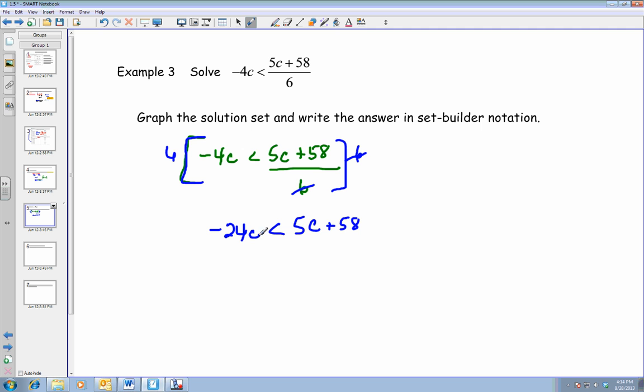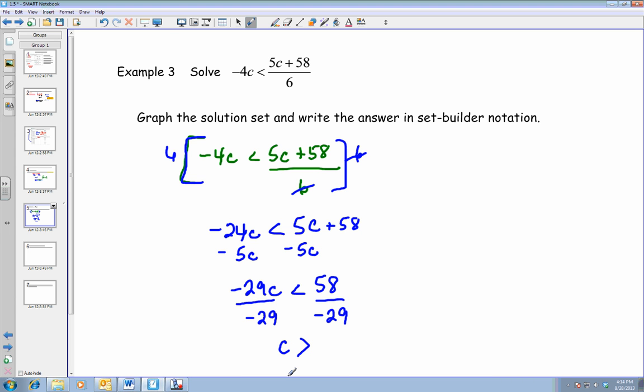I'm going to bring my c's over to the left-hand side, so negative 5c. So I'm going to subtract 5c from both sides. Add and keep your sign, so negative 29c is less than, those cancel, 58. Divide by a negative. So I'm dividing by a negative 29, which means I need to switch my inequality.